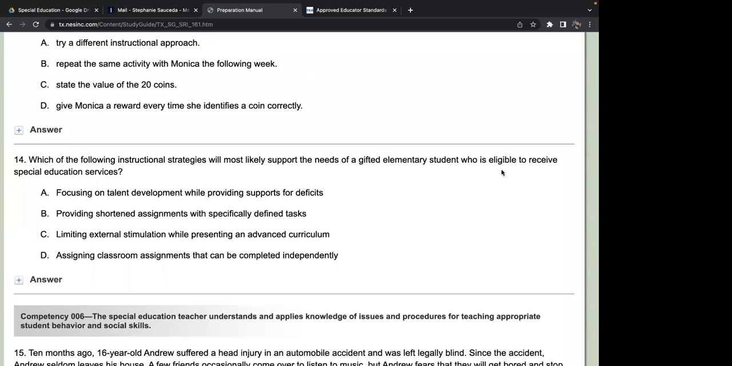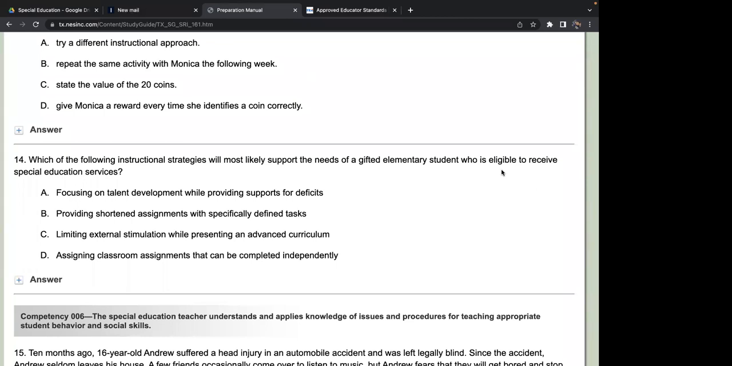So A, focusing on talent development while providing supports for deficits. B, providing shortened assignments with specifically defined tasks. C, limiting external stimulation while presenting an advanced curriculum. D, assigning classroom assignments that can be completed independently.